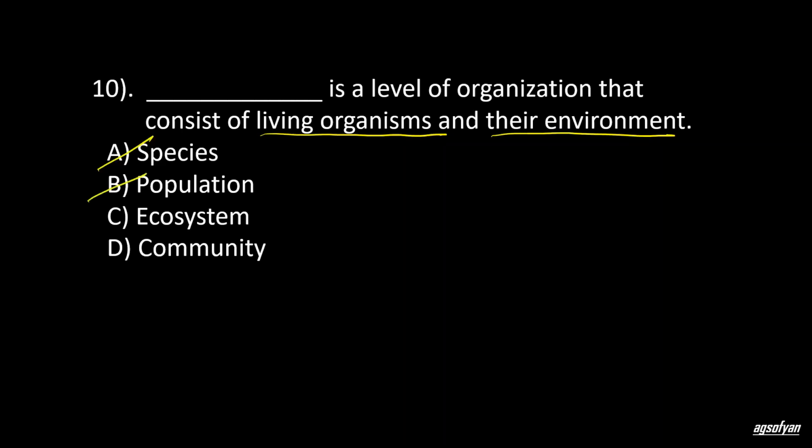Population is a group of the same species, only living organisms. Community is also only living organisms, which is a group of populations. If we talk about the environment, then it is called an ecosystem. So an ecosystem consists of living and non-living.